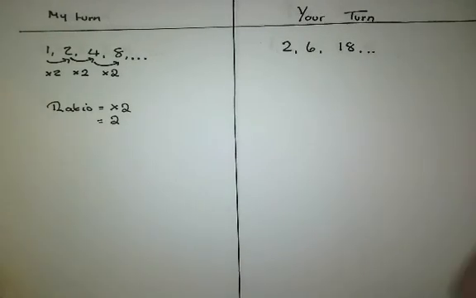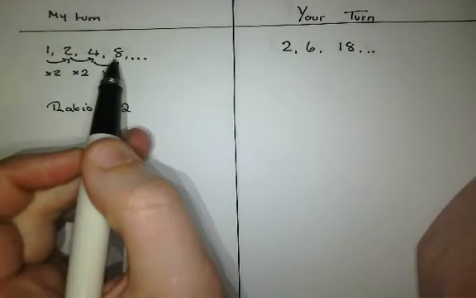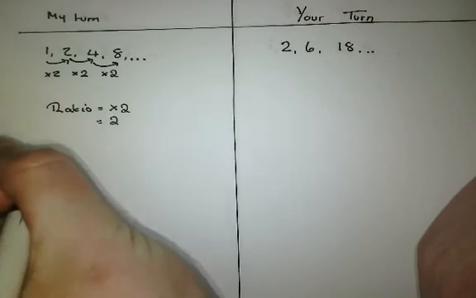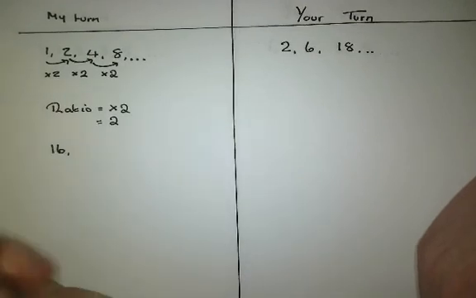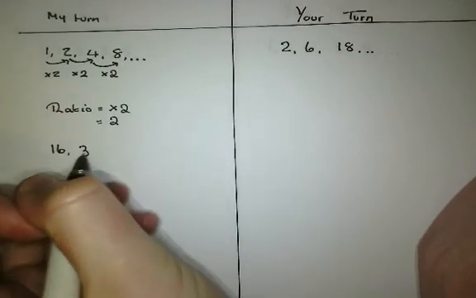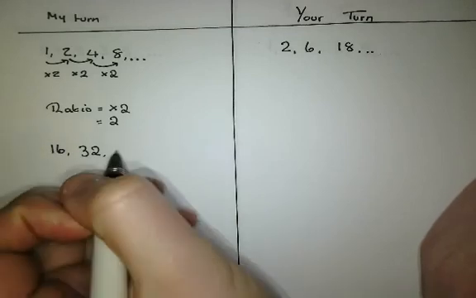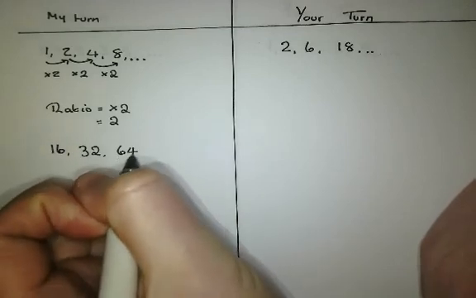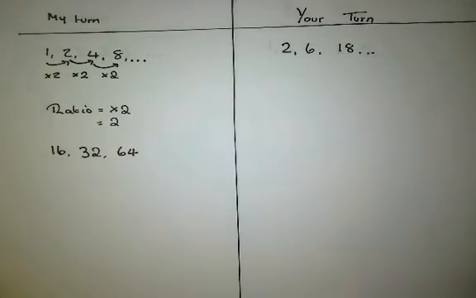The second thing I said they could ask for is to continue the sequence. So I'm going to find the next 3 terms. That means I'm going to times my 8 by 2, which is 16. 16 times 2 is 32, and 32 times 2 is 64.